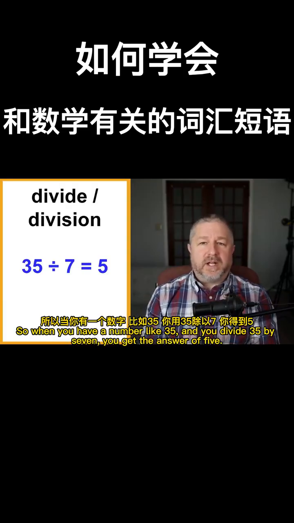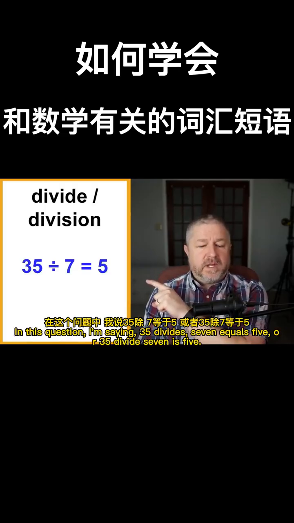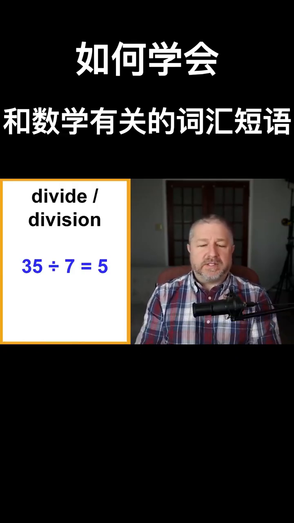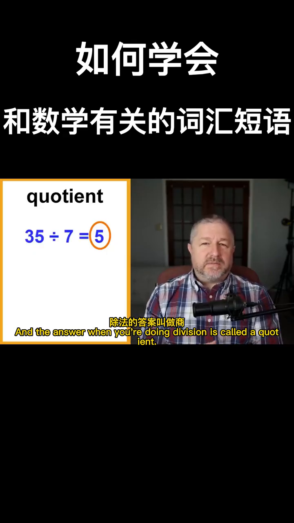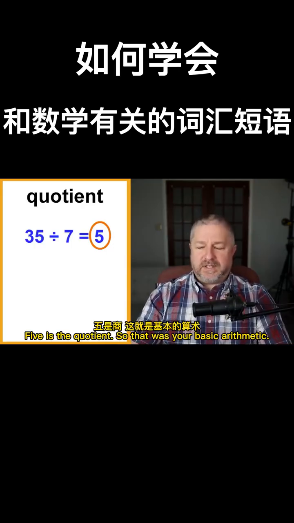So when you have a number like 35 and you divide 35 by 7, you get the answer of 5. So I would say this equation is an example of division. In this question, I'm saying 35 divided by 7 equals 5, or 35 divided by 7 is 5. So again, we refer to it as division, but when we talk about the action that's taking place, we use the verb divide. And the answer when you're doing division is called a quotient. So 35 divided by 7 equals 5. 5 is the quotient.